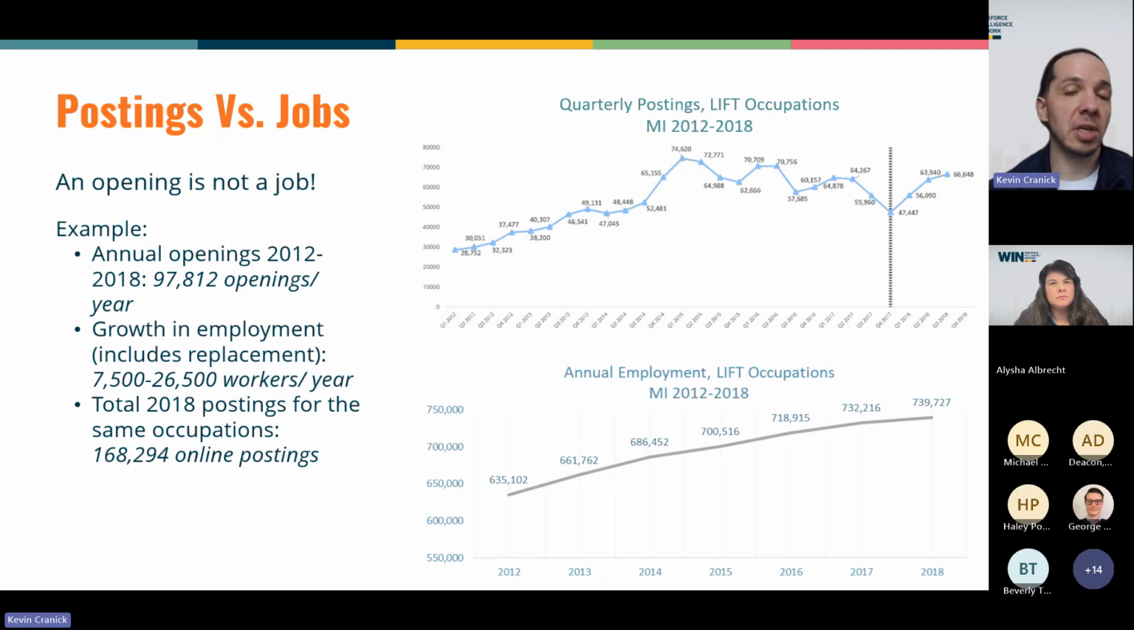It does not necessarily mean that the company will hire for that. There are a multitude of reasons, as I mentioned, why one may not equate to the other.